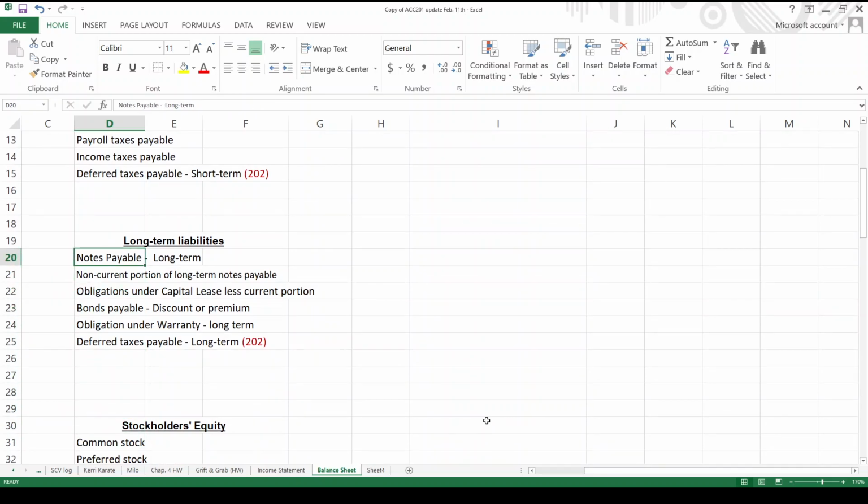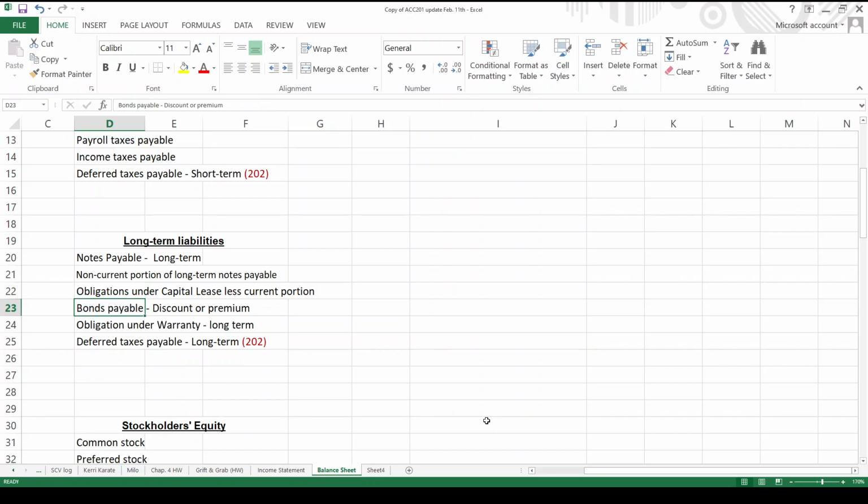So if we're doing the December 2020 balance sheet, we got a note that comes due in 5 years, goes down here. It's the current portion of a mortgage or any other note, right? Installment note. So we deduct the current portion from the total and we put it down here. This is, again, that 202 topic. This is pretty much all these obligations under capital lease. It's kind of like a mortgage payable situation.